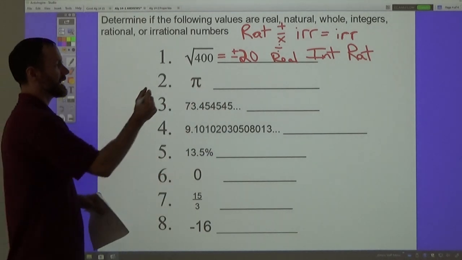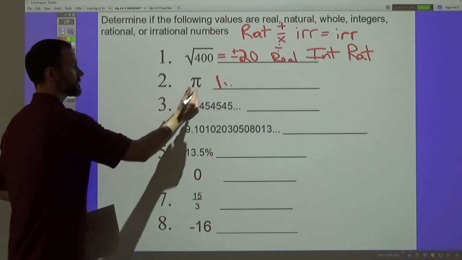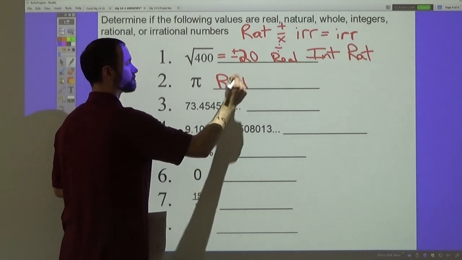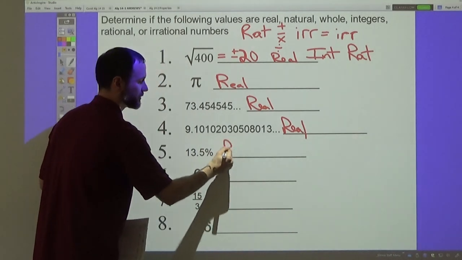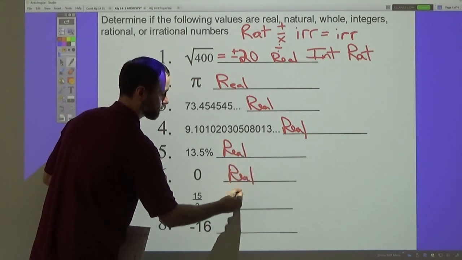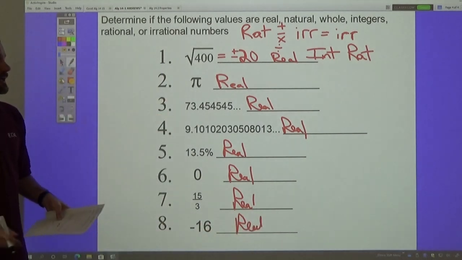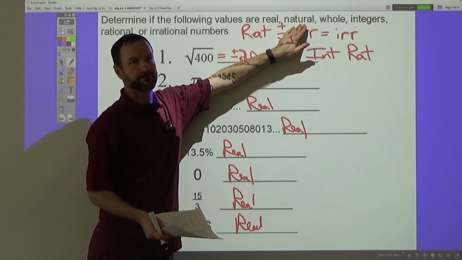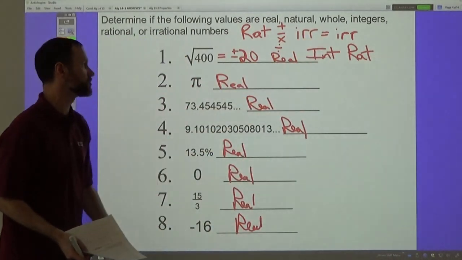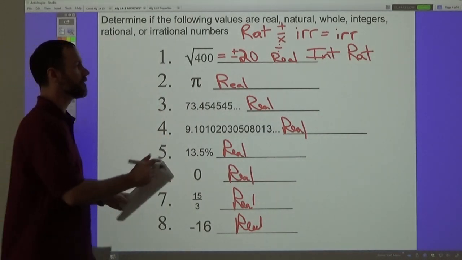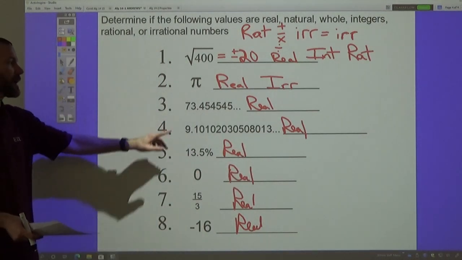Pi. Pi is a real number. Remember, all of these are real numbers, so we could just go through and put real, real, real, real, real, real. Pi. Is pi a natural number? No, because it's that big, long, ugly decimal. Is it a whole number? No. Is it an integer? No. Is it a rational number? No. The most famous irrational number that there is, pi.